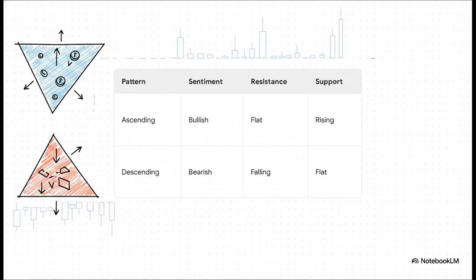Well, it shows buyers are becoming increasingly aggressive. They're willing to step in and buy at higher and higher prices, totally refusing to wait for a deep dip and just constantly pressuring that flat ceiling until it shatters. It is a highly bullish setup. On the flip side, you've got the descending triangle. That shows sellers completely dominating the floor, pressing lower and lower highs against flat support until the floor ultimately gives way and the price breaks down.